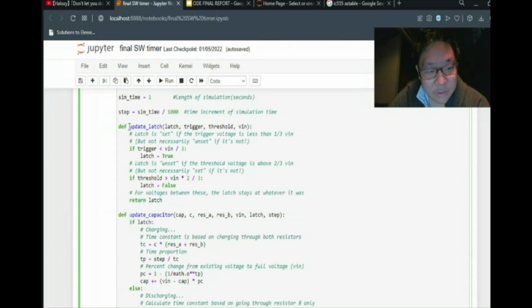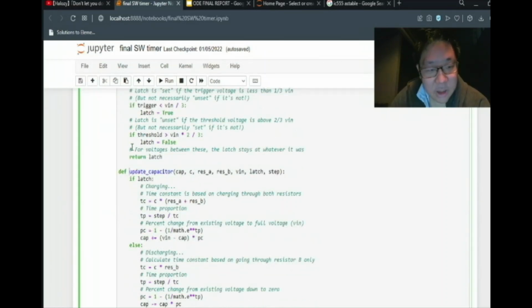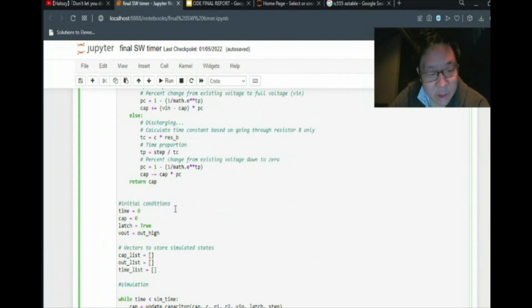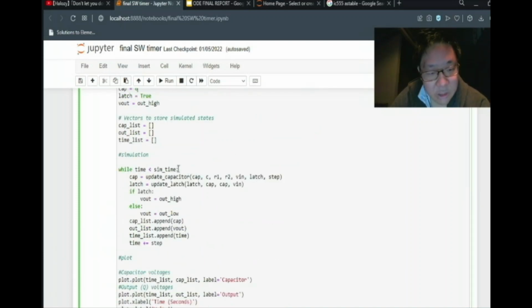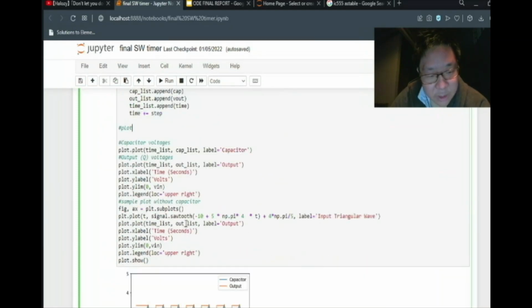Here we have two functions which update the latch and update the value of the capacitor respectively. The capacitor update is split into two parts, charging and discharging, because it's not a constant value. Here we have our initial condition: the time is 0 and the value of the capacitance is also 0. Here we'll do the simulation of the circuit, with the capacitor as the input. And here we'll plot our results.